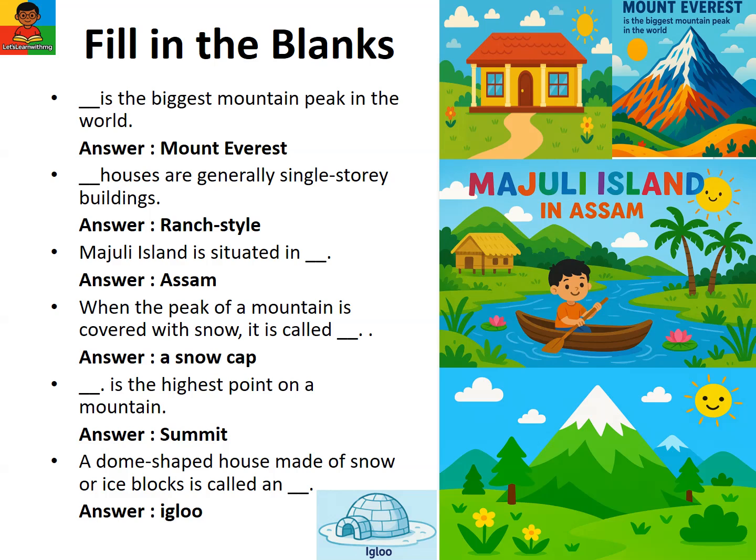Now fill in the blanks. What is the biggest mountain peak in the world? The answer is Mount Everest. Ranch-style houses are generally single-story buildings. Majuli Island is situated in Assam. When the peak of a mountain is covered with snow, it is called a snowcap. The highest point on a mountain is called the summit. A dome-shaped house made of snow or ice blocks is called an igloo.